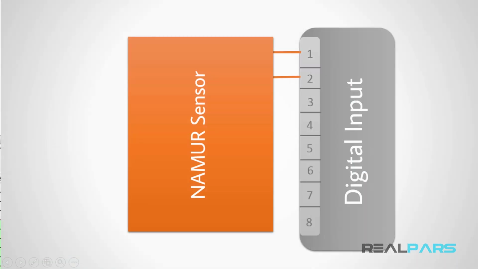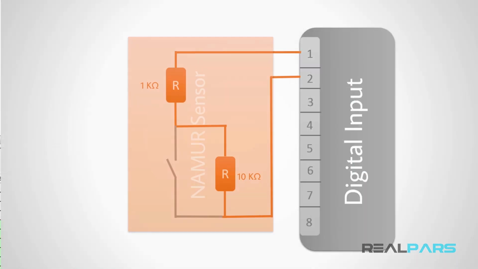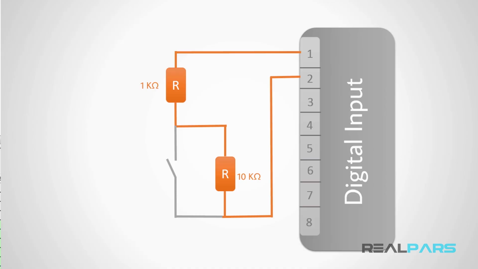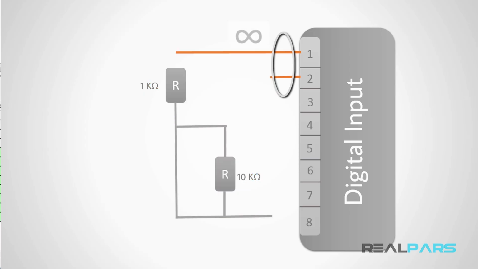Take a look at this picture. This figure shows how to connect a namer sensor to a DI module. In here, if the sensor is on, the resistance of the two ends of the sensor is 1 kilo ohm. Why? Because in this situation, the 10 kilo ohm resistance we have here is short circuit. If the sensor is off, the resistance between the two ends of the sensor becomes 11 kilo ohms, and if the sensor is disconnected, the resistance is infinity.